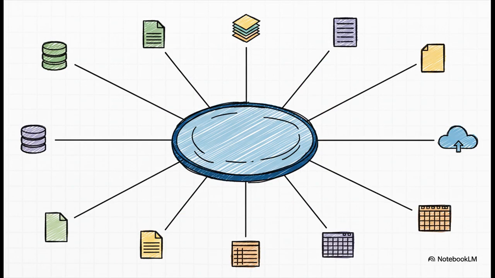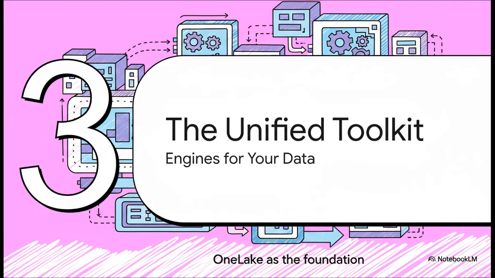Yup, this is the key. One logical lake for every piece of your organization's data. This simple idea of radical centralization is what makes everything else in Fabric possible. Okay, so we've got OneLake as our foundation. What do we build on top of it? Well, Fabric layers on a complete, unified toolkit, all the engines you'll need to actually do work with your data.